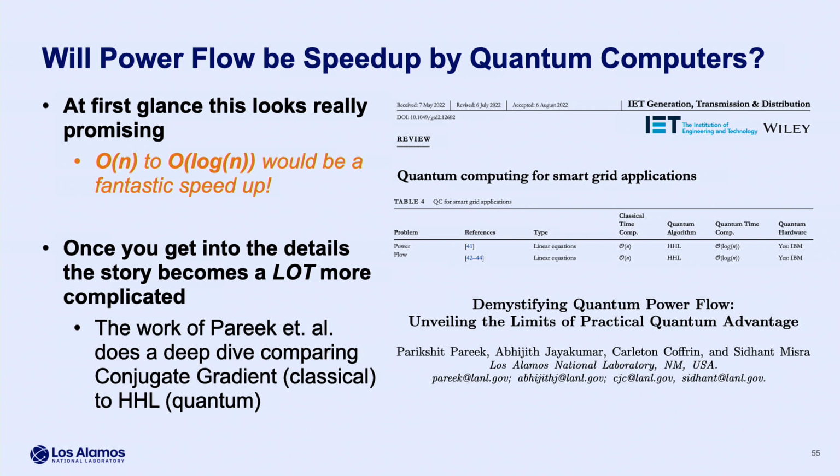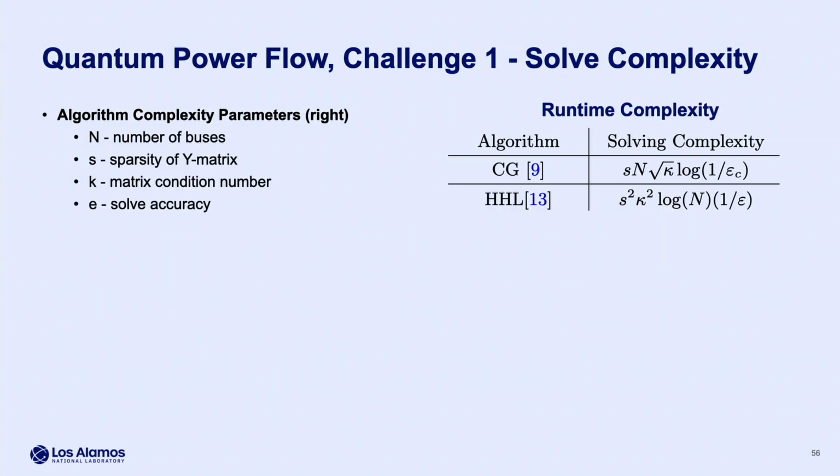And in this particular paper, we do a deep dive comparing a power flow solve, let's just do linear power flow solves, like DC power flow, with a conjugate gradient method, that would be classical state of the art, to a quantum method, HHL. What would the time be? So I'll just take you through the highlights of this paper. The first challenge you run into is the solver complexity. What you will often hear people say is that quantum linear solvers are logarithmic in time. That is true in part.